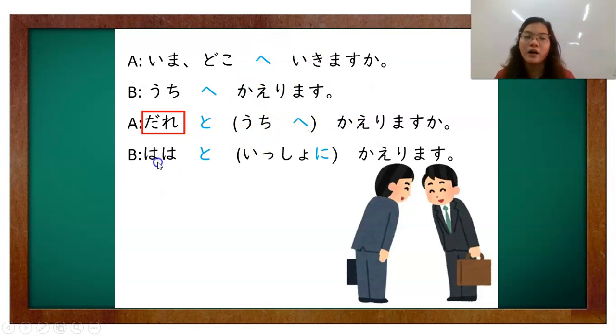Then, siya haha. When you say haha, it is called for your own mother. Okay? Issho ni is together. I will go home together with my mother. Haha to issho ni kaerimasu. Okay? So you use haha for that.